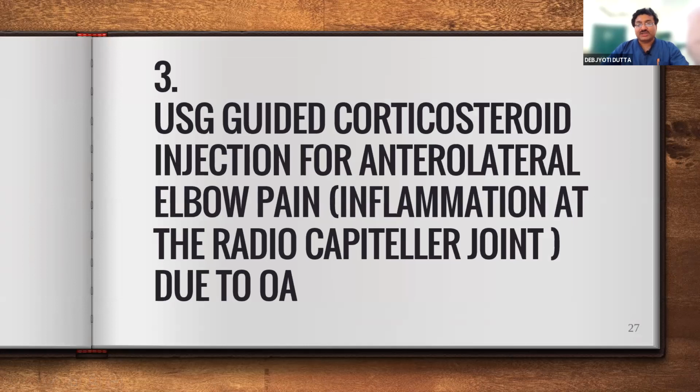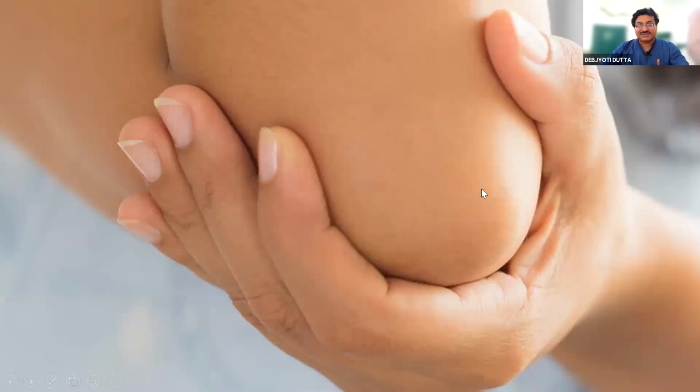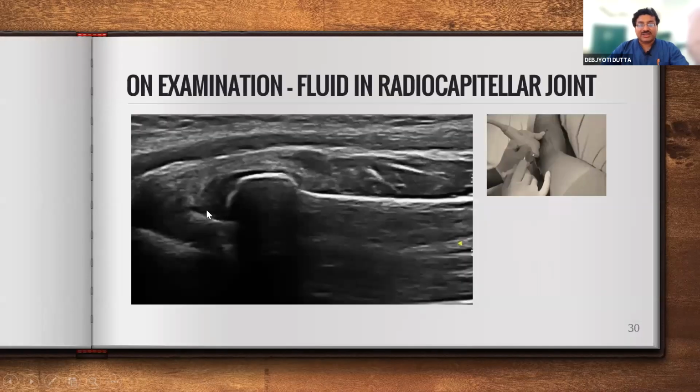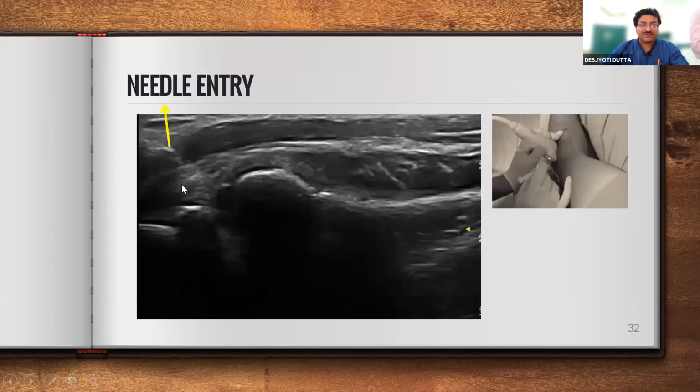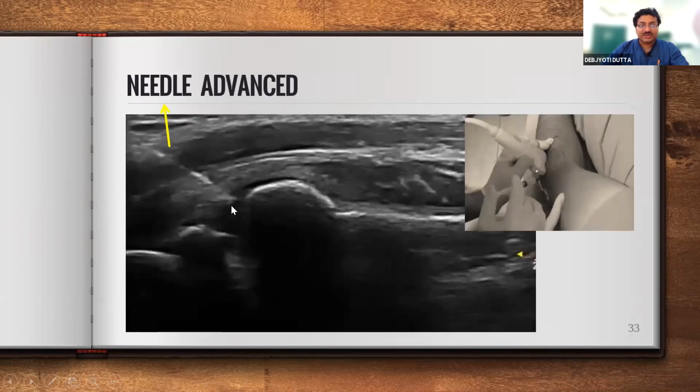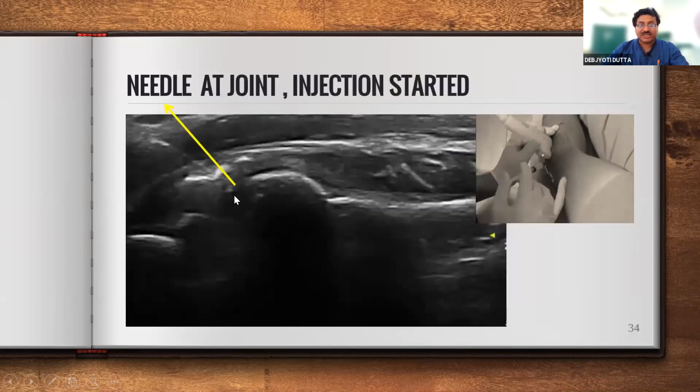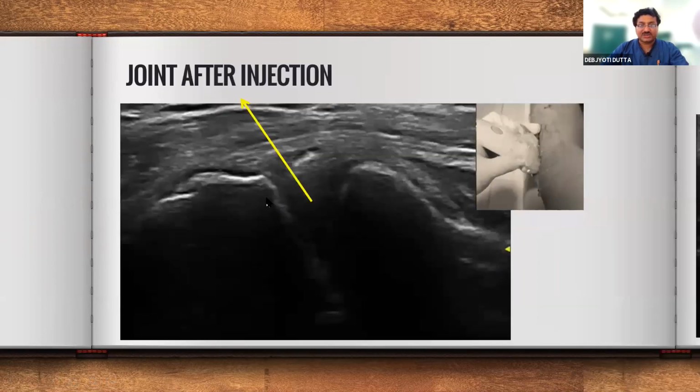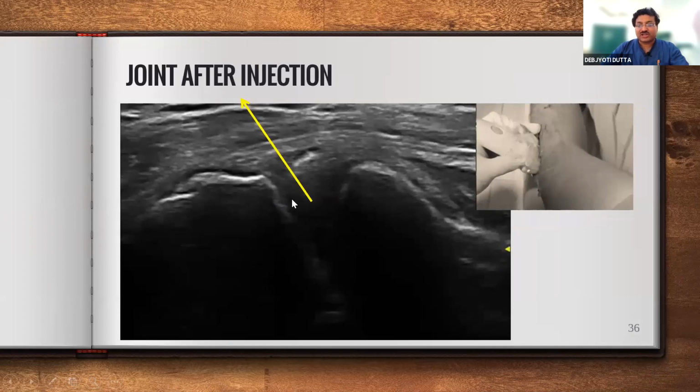Next is the corticosteroid injection for the anterolateral elbow pain. That is the pain due to inflammation at the radiocapitellar joint. As I've already shown you the radiocapitellar joint, here you can see the radiocapitellar joint is having the fluid here. So here again, after the preparation, we are entering the needle towards the radiocapitellar joint. Now here is the radiocapitellar joint. Again, we need to go for the aspiration and then we need to go for the injection. Okay, so this is the joint after injection.